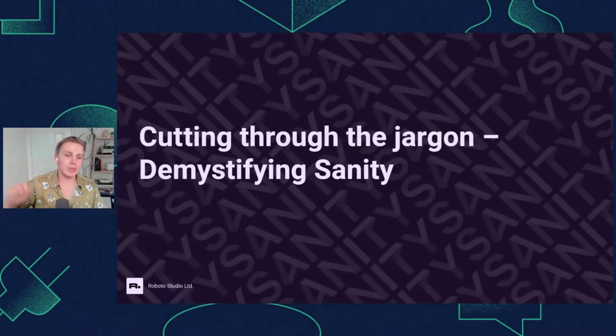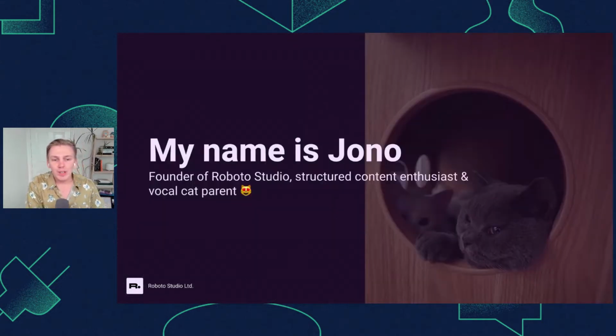Cool. So this is Cutting Through the Jargon, Demystifying Sanity. So a little introduction. My name's Jono. I'm the founder of Roboto Studio. I've been a founder here for 5 years, and I'm a massive enthusiast in structured content, and I'm a vocal cat parent. So the cat on the left is Kiki, the cat on the right is Kevin.